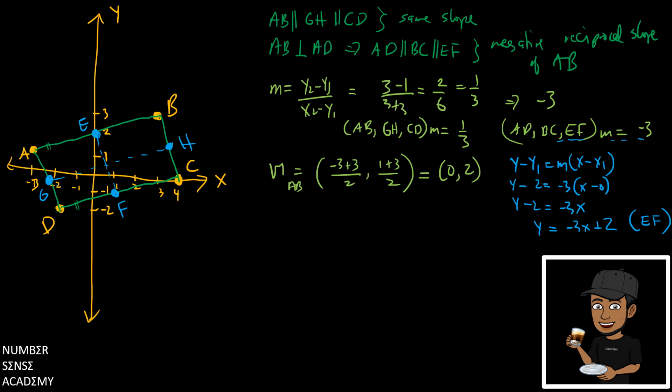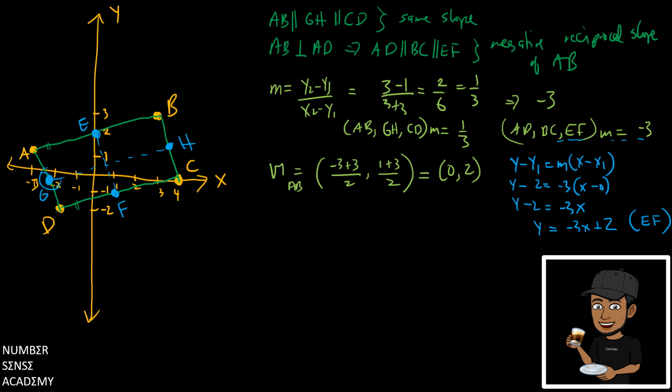So now let's jump over to finding the equation for GH. I already have the slope for GH. It's 1 over 3 because it's parallel to AB. So all I need to do is find the midpoint, and I'm going to find the midpoint of AD right here.